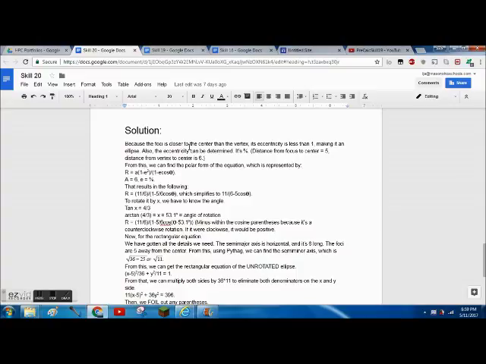Because the focus is closer to the center than the actual vertex, its eccentricity is going to be less than 1, making it an ellipse. Also, it can be determined that the eccentricity is 5/6. The distance from the focus to the center is going to be 5, and the distance from the vertex to the center is 6.